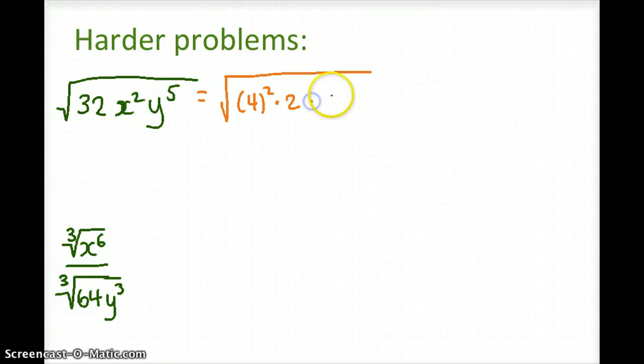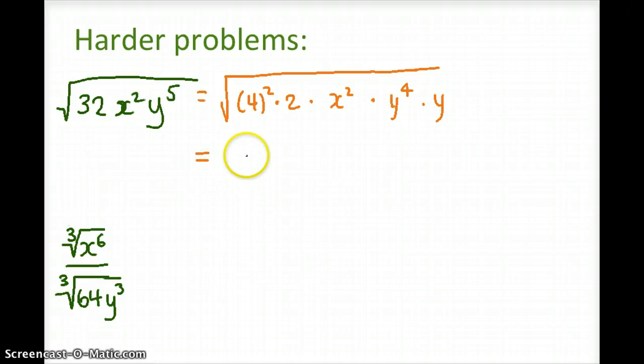And here we have x squared, and we know that can also be removed out of the radical because it's to the power of 2. And then we have y to the power of 5, and that can be split up as y to the power of 4 times y. And then when we simplify this, first we're going to think of what numbers can come out of the radical.